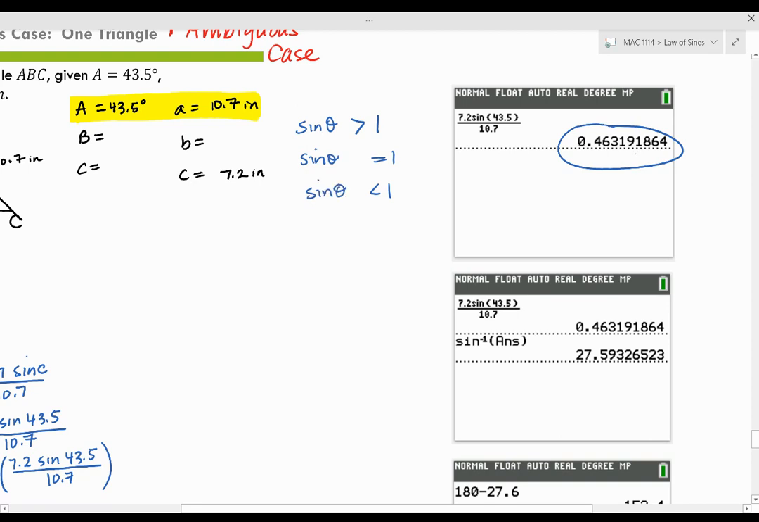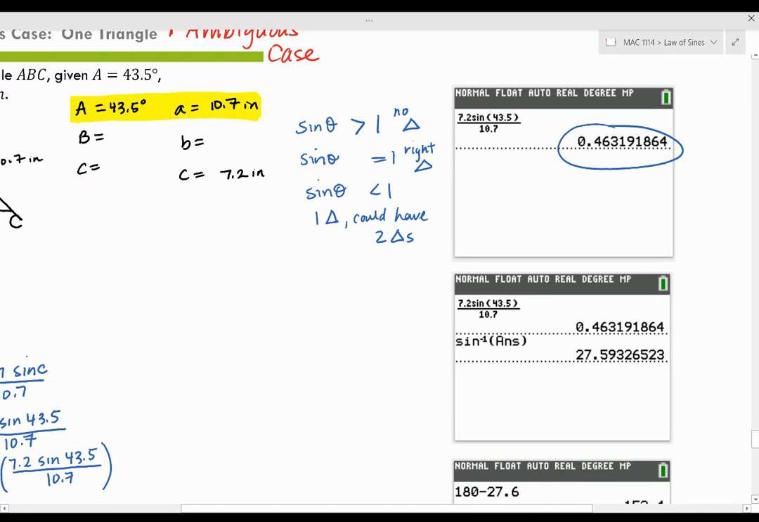Okay, so when we've done this value, we get this decimal, 0.46, which is less than 1. If your value is less than 1, that means you're going to have one triangle. You could have two. If your value is greater than 1, you have no triangle. And if your value equals 1, you have one triangle, and it's a right triangle. So by our value being less than 1, we automatically have one triangle.